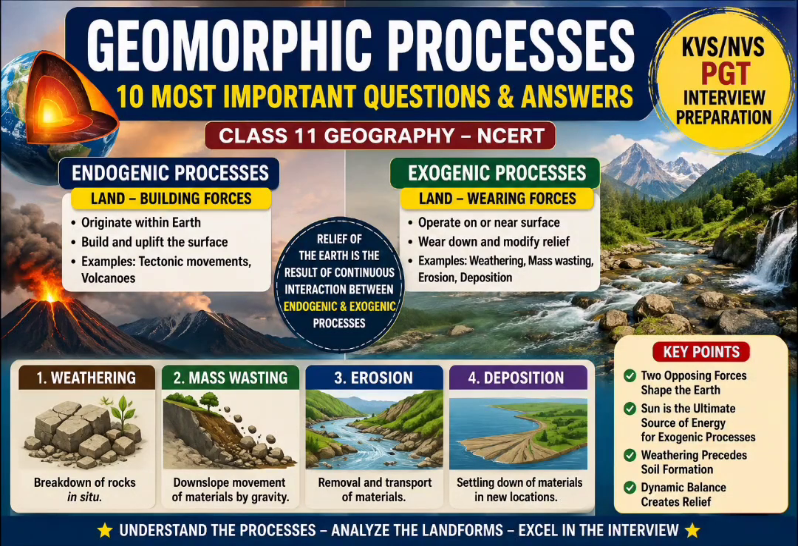Next question, what are mass movements? Mass movements are the downslope movement of rock debris under the direct influence of gravity. They may be slow, that is called soil creep. Or they can be rapid, that is called landslides, rock falls and debris flow. For example, landslides are common in the Himalayan region due to steep slopes and heavy rainfall.